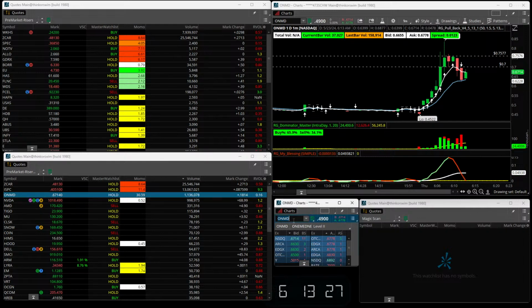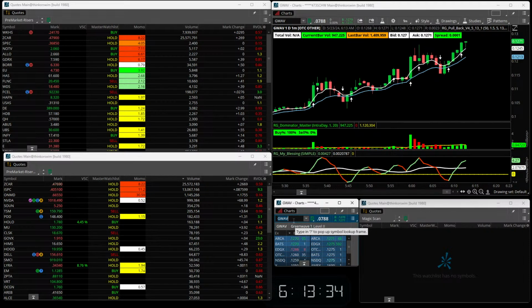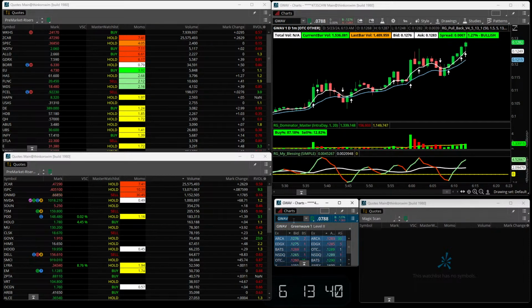I'll take a look at G-Wave. G-Wave is already going up. A real cheap penny stock. I will not be playing this one either. I don't like them that cheap. Going for pennies at a time.